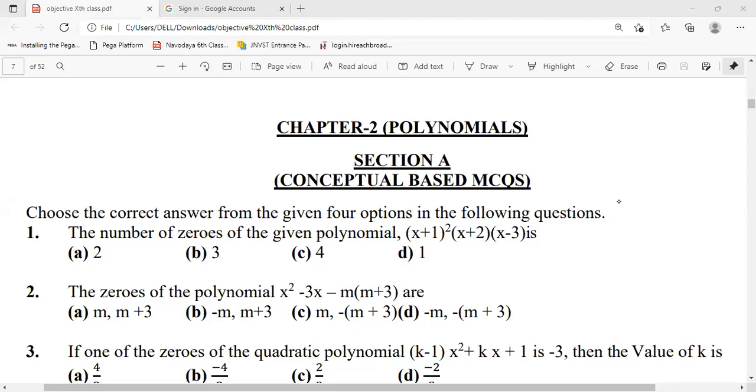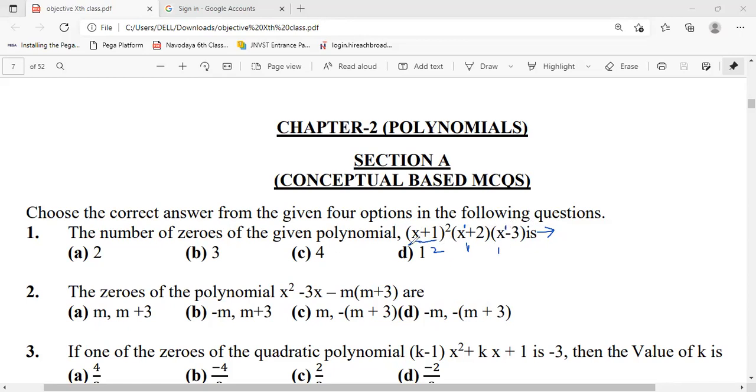The first question is, here they're asking the number of zeros of the given polynomial. It's simple. What is the degree of this polynomial? That many zeros this polynomial will have. Here, this is the second degree, and this is linear because this power is 1. This power also 1. Here also 1.